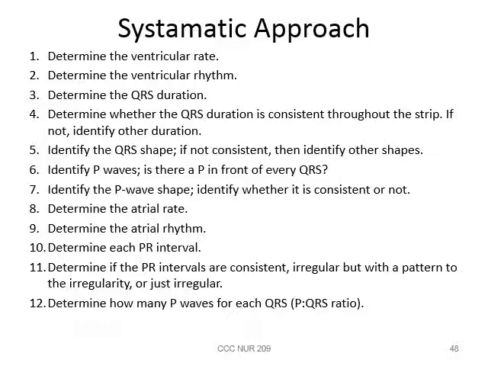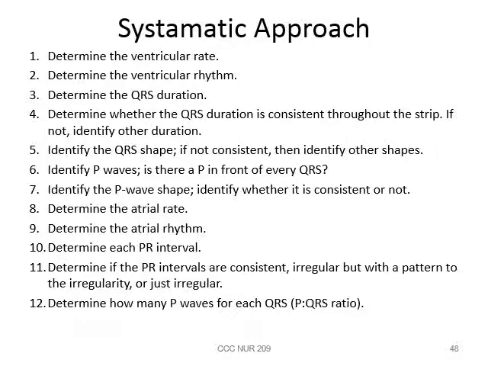Then they want you to determine the atrial rate. That's basically counting the number of P waves in a 6-second strip, multiplying it by 10. Then, are the atria beating at a regular rhythm? Then look at the PR interval. The PR interval should be between 0.12 seconds, which is 3 small blocks, and 0.2 seconds, which is 5 blocks. With the PR interval, are they consistent throughout the rhythm strip? In other words, are they the same length? Is there a pattern? If they're irregular, is there a pattern to their irregularity, or just nothing to it?